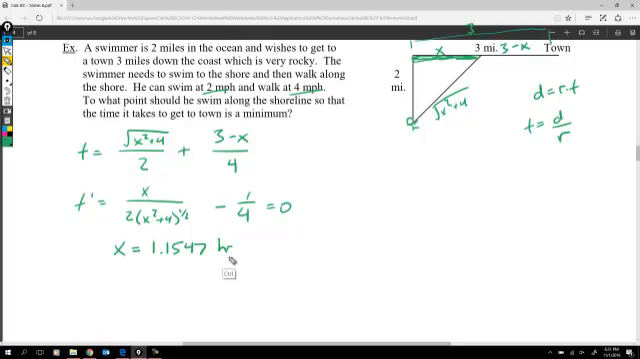And it looks like we're in hours. Wrong. We're not in hours, we're in miles. Okay. So what we found is that if he swims 1.1547 miles along the coast here, now that's not this distance. We could calculate that distance, but that's not this distance. It's this distance right here. If he travels a little over a mile along the coast here, swimming, and then he walks the rest of the way, then that will be a minimum. So he'll get there in the shortest amount of time.